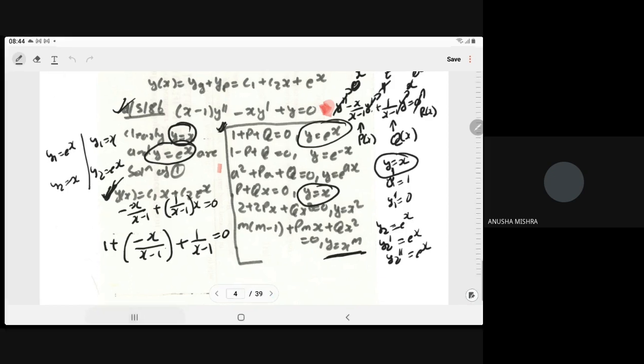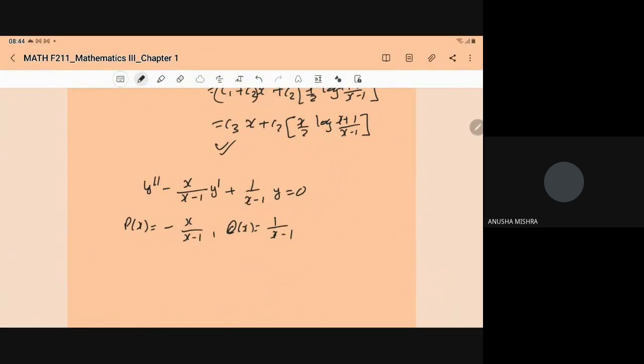So in this case, when we have this, you can see which condition it is satisfying. p plus qx, p plus qx is equal to 0, right?